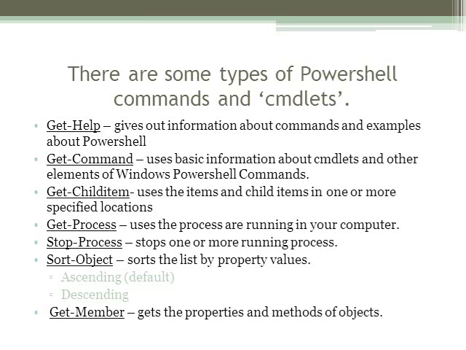And then Stop-Process lets you stop one or more running processes, like with the Get-Process command. Now, Sort-Object can sort the list by property values. For example, you can sort objects in ascending form, which is A through Z, and descending means going back from Z to A. So that is the example of Sort-Object. Now Get-Member gets the properties and methods of objects, like the list of Get-Member command.